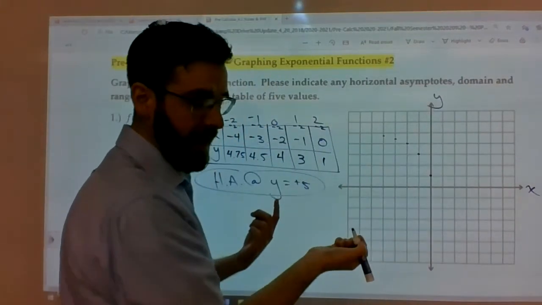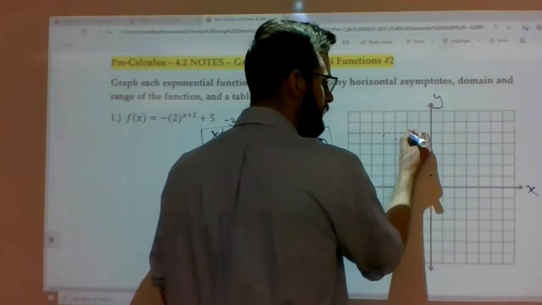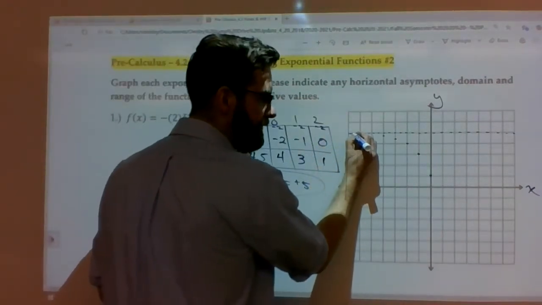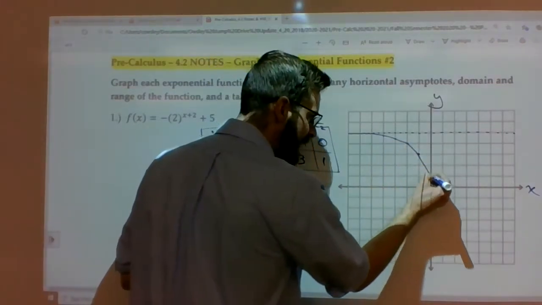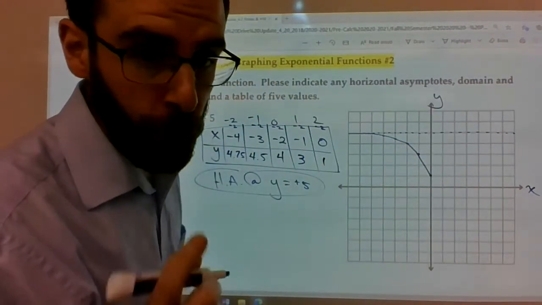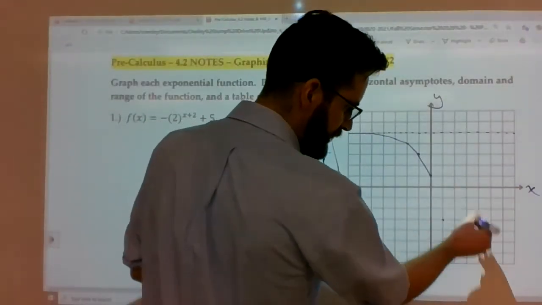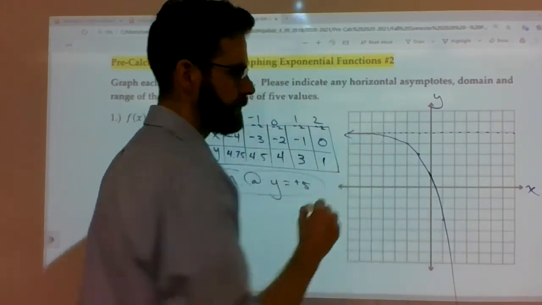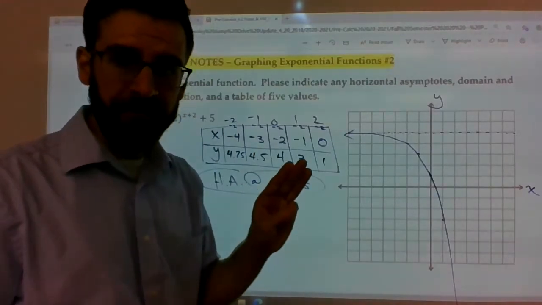So we should make our dashed line very clear to our reader that there is a leveling off point right up here. And then it is not going to go above it. It's going to get super close, but never cross. And then it's going to take a nosedive real quick. 1 goes to -3, 2 goes to -11. So, wow. Okay, we've got our graph, our horizontal asymptote, and our table of 5 values.